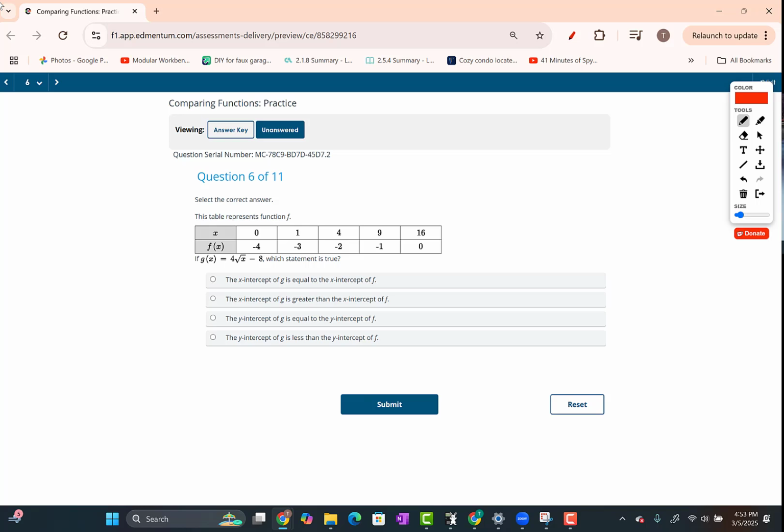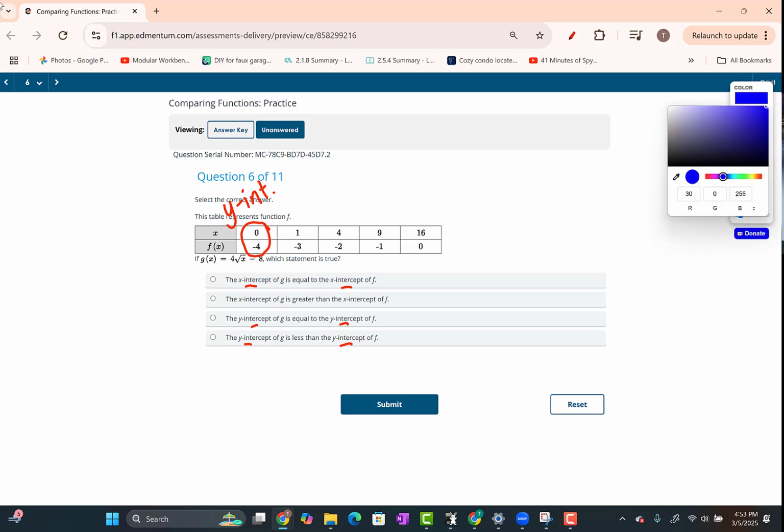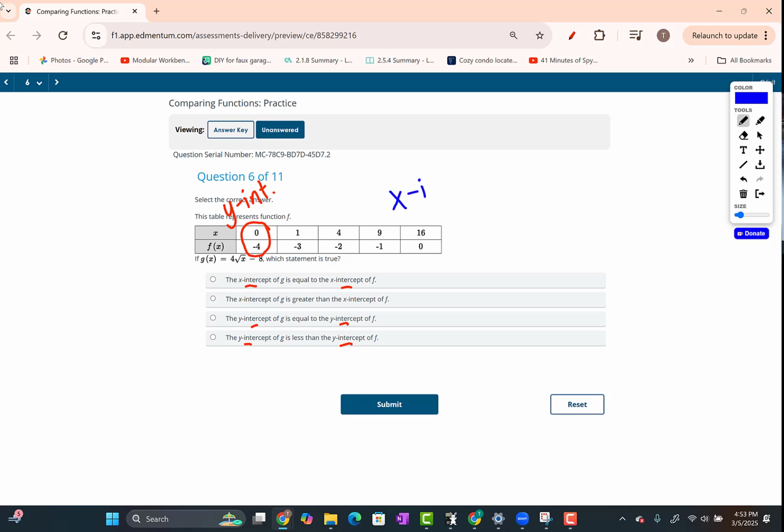So all of these appear to be talking about the x-intercept and/or the y-intercept. From the table, we can see the y-intercept of f very easily. The y-intercept is when x is equal to 0, so this is the y-intercept for f. And then the x-intercept is when y is equal to 0. So there is the x-intercept for f.